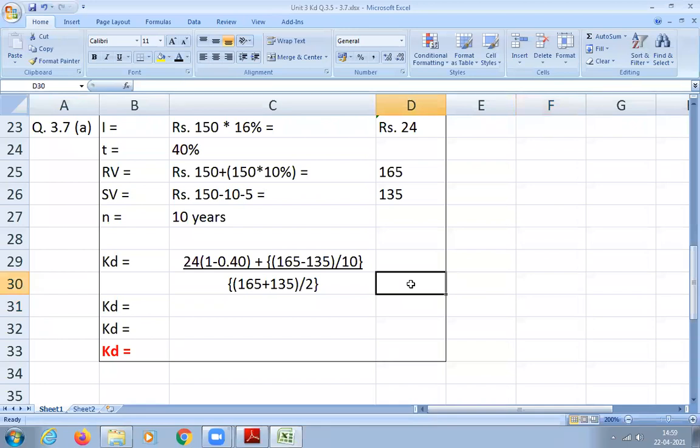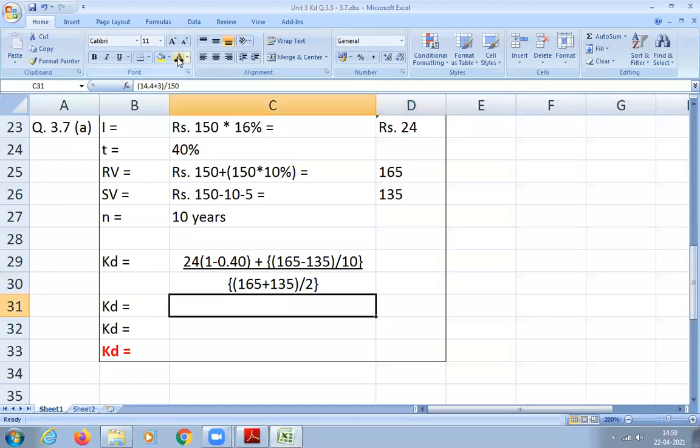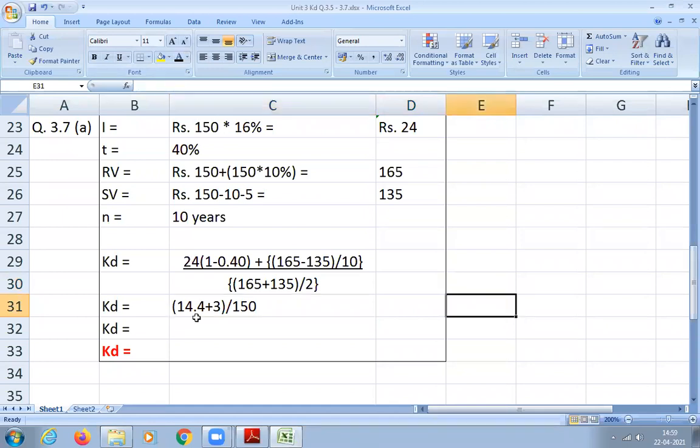Tell me how much you get. 16.4 numerator, and 17.4 divided by 150. So this value will be 14.4, right? You got 24 into 0.6. Yes, sir. And 165 minus 135 divided by 10, you got 3, right? Nothing but 30 divided by 10, it will be 3. And 165 plus 135, so how much you'll get? 300 divided by 2 is 150.